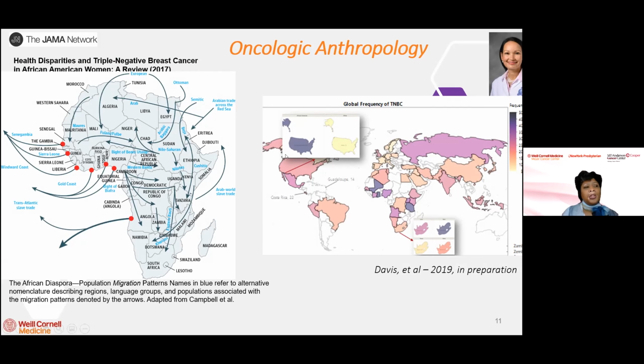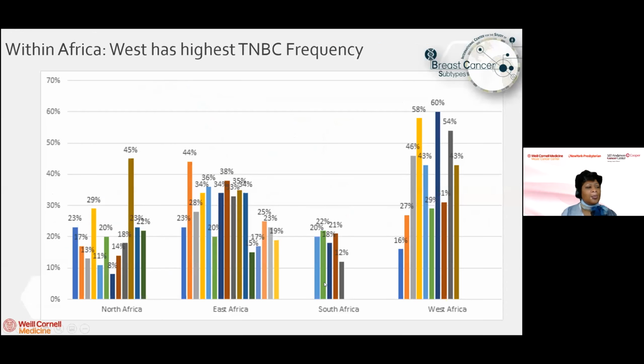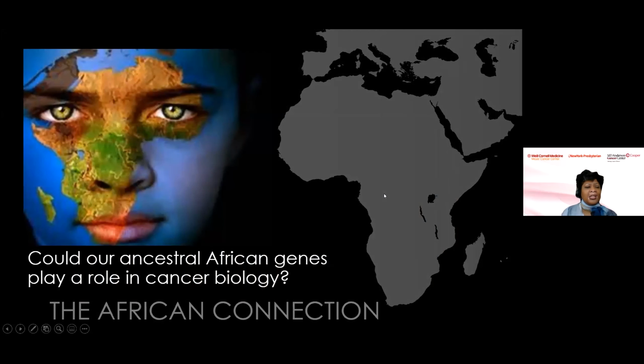And globally, when we look at triple negative breast cancer, in any country where we can separate out the African component, so African Americans in the US, Black South Africans in South Africa, we find that that component of a population has the highest frequency of triple negative breast cancer. Even within Africa, when we compare different regions, we see that the West African nations have, by and large, the highest overall incidence of triple negative breast cancer. And so what is this African connection that we see across the diaspora?